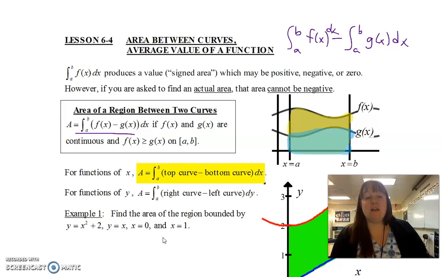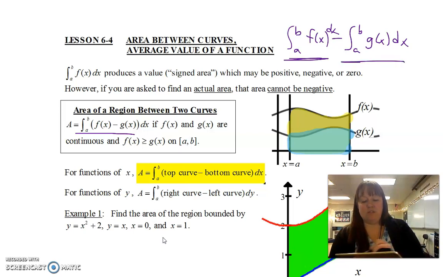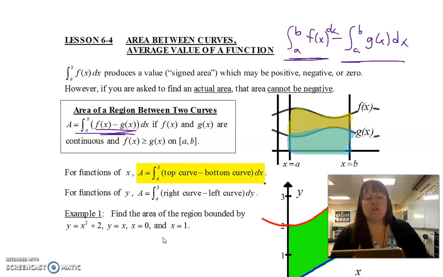So what I can say is I could find the area between two curves. I could find the area of the one and subtract the area of the other, or I could subtract the two functions from each other and then take the definite integral. And either one of those is going to give me the same answer. So we're going to go ahead and find the area between the curves.